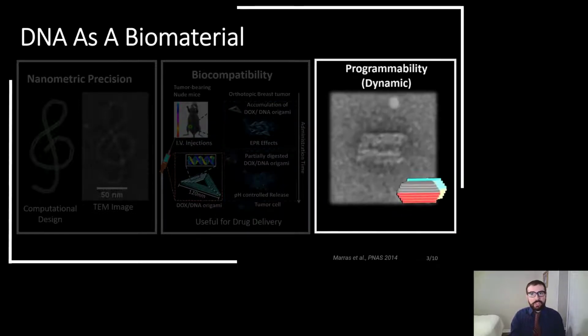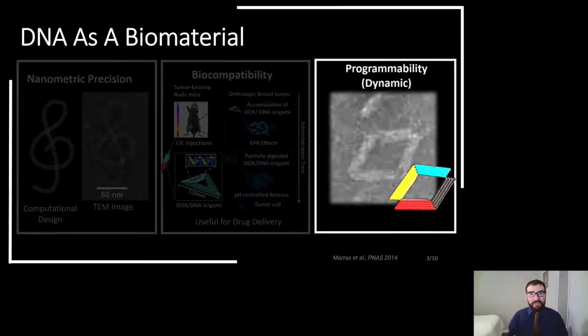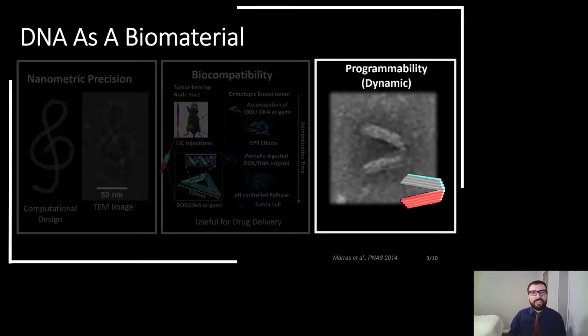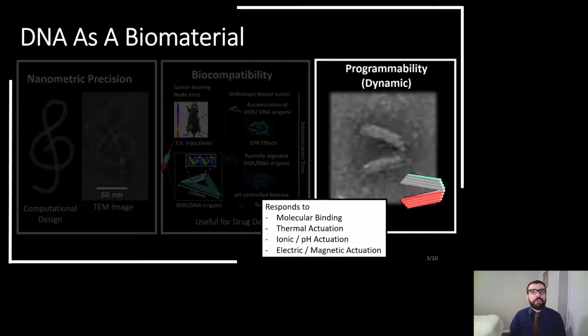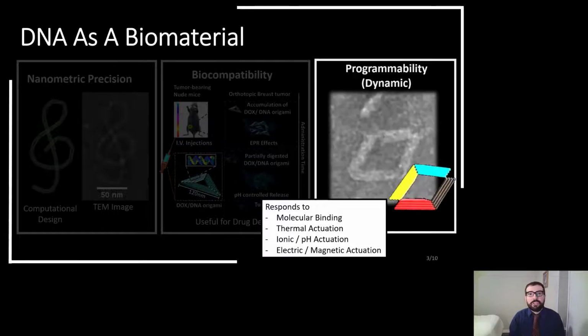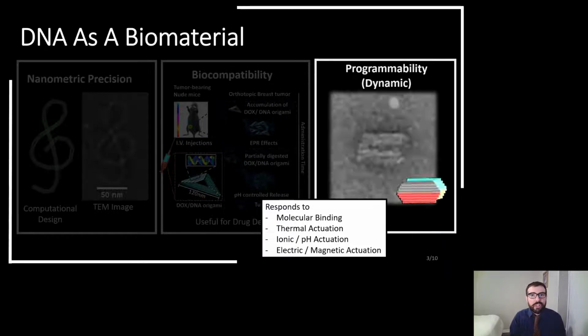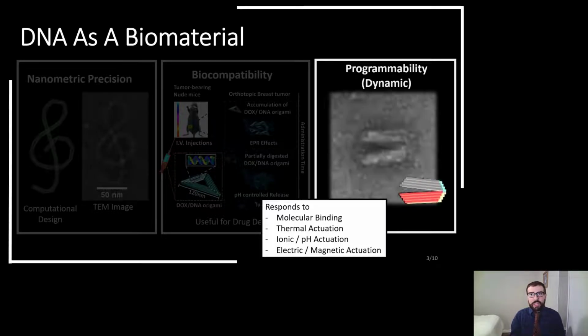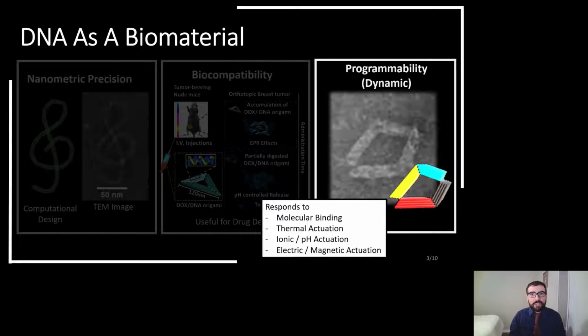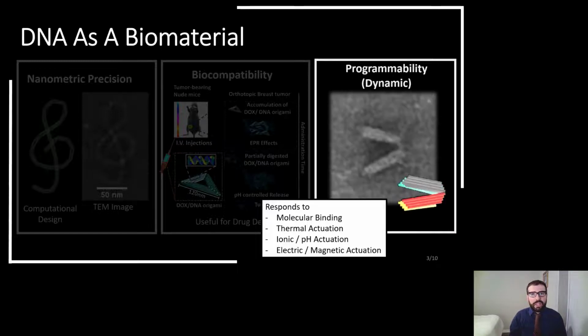The third feature is that DNA origami structures are actually programmable. We can program motion of 2D and 3D DNA origamis as a response to different stimuli. Things like molecular bindings, changes in temperature, in salt or hydrogen concentrations, as well as electric and magnetic fields. To me, this is very interesting, and one of the things we work with in Arias Lab is the computational modeling of dynamic DNA origamis.